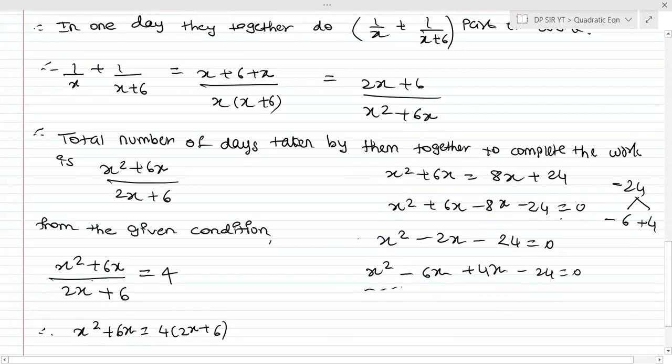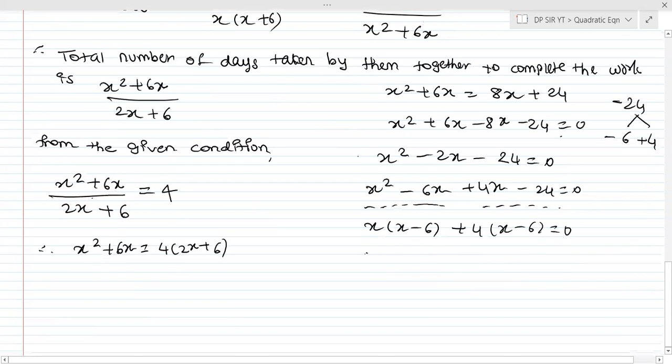Now do the factorization. If you all want divide it by 2, I don't mind. नहीं करो डायरेक्ट करो, आ जाएगा. x square minus 6x plus 4x is equal to 24. So here it's going to be x minus 6 plus 4, x minus 6 is equal to 0. Now we are going right finally. So we were right only, just I made a simple error.